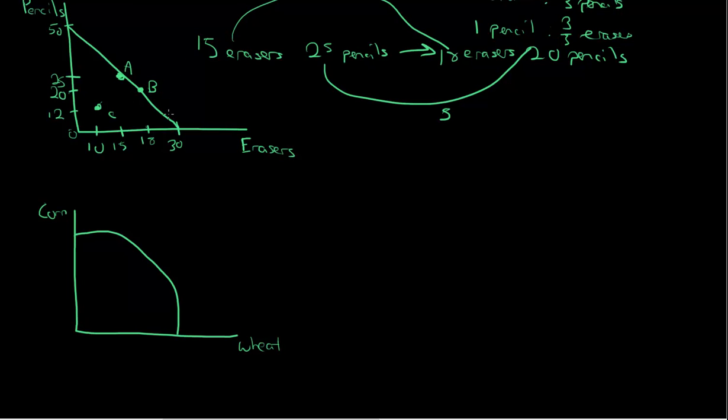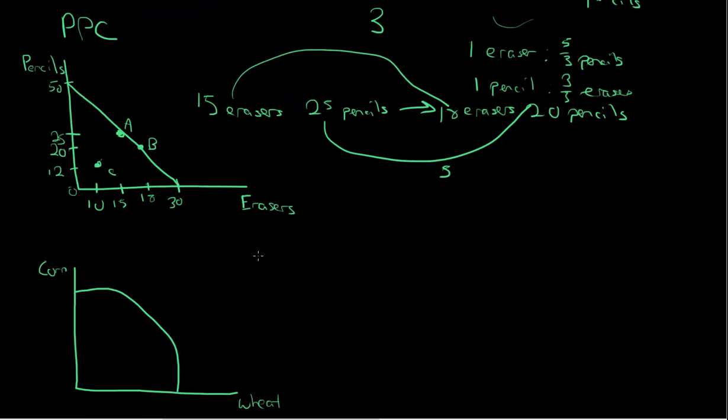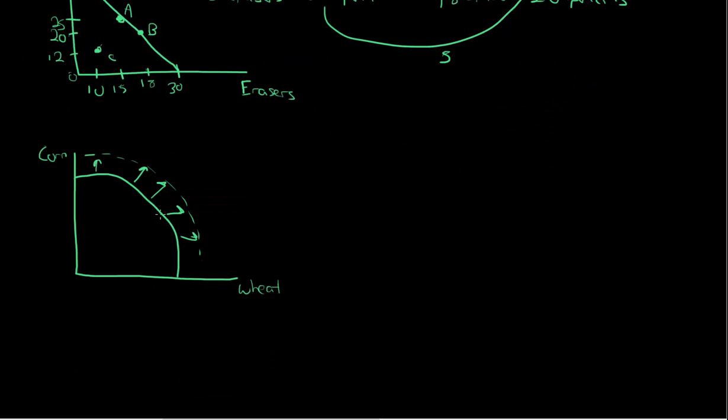Now, the last topic I want to talk about is economic growth. Economic growth just means an expansion of the economy's production possibilities curve. So basically what this would look like is the curve would shift outwards. If we go to our corn and wheat economy, the curve would just everywhere shift outwards like this. And you could draw it like this. Basically the economy can just produce a lot more.